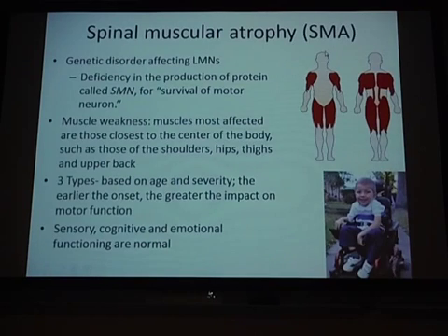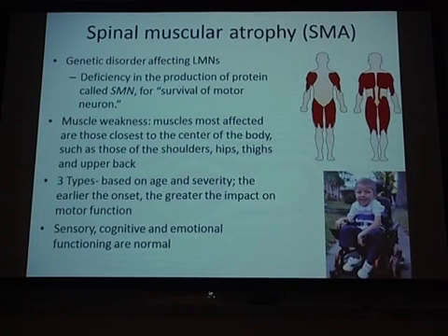And again, this is specific to lower motor neurons. And the muscles that are affected are muscles that are more proximal or closer to the center of the body, not necessarily just the trunk muscles, but we see it in the proximal lower and upper extremities, as well as muscles that control respiration. And so that is the main source of death in this disorder, respiratory failure, when the muscles of the respiratory system stop working.